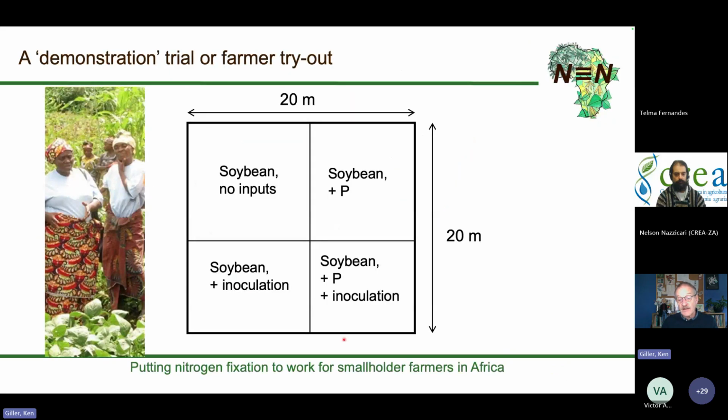So we started with what we called these very simple tryouts, farmer tryouts, single replicate experiments, if you like. And here's an example: soybean with no inputs, soybean with phosphorus, soybean with inoculation, and soybean with both phosphorus and inoculation. But on fairly large plots, 10 by 10 meter plots, so farmers could really see the benefits of the technology. And these were both demonstrations of the technology, but also farmer experiments, participatory experiments, if you like.